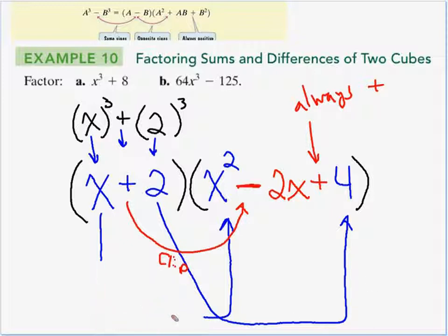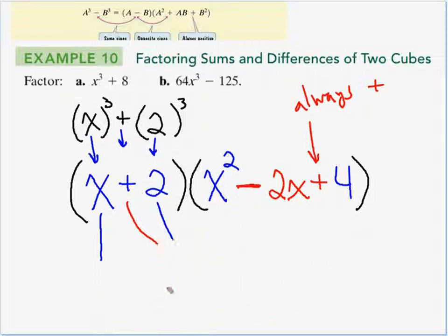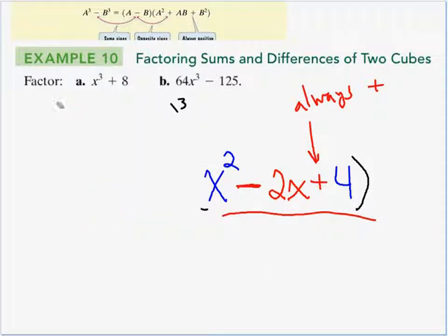So let me get rid of some of this distracting lines and stuff around it. There is our factorization of the sum of two cubes. x cubed plus 8 breaks down into this binomial times this trinomial. And if you don't believe me, FOIL it out and collect your like terms, and you should get right back to where we started.